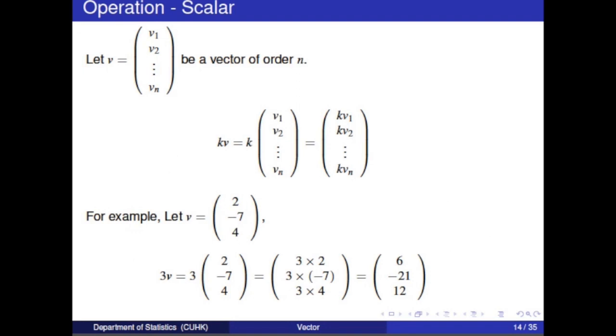The last operation is scalar multiplication. Let v be a vector of order n, and k is a constant. k times v is a new vector, where its elements are k times the corresponding elements of v. Here is an example.